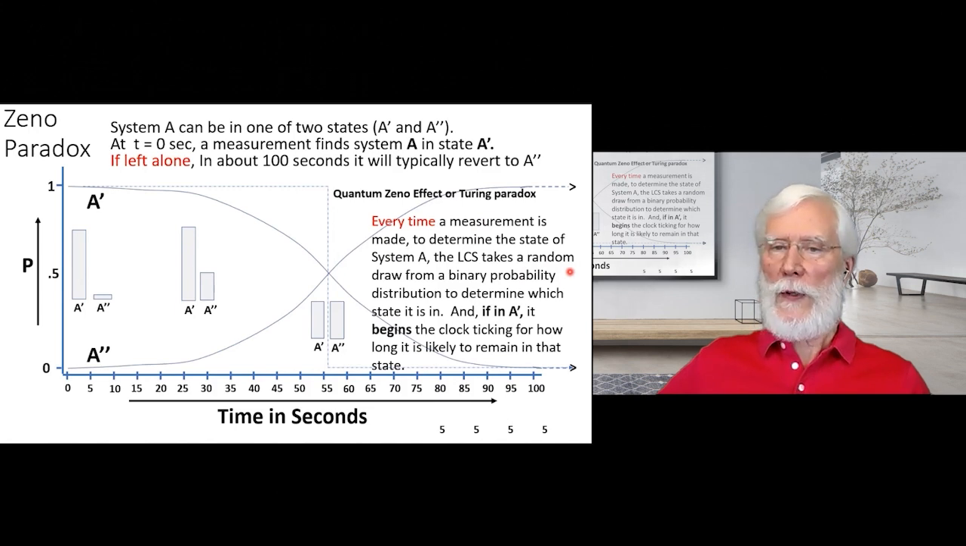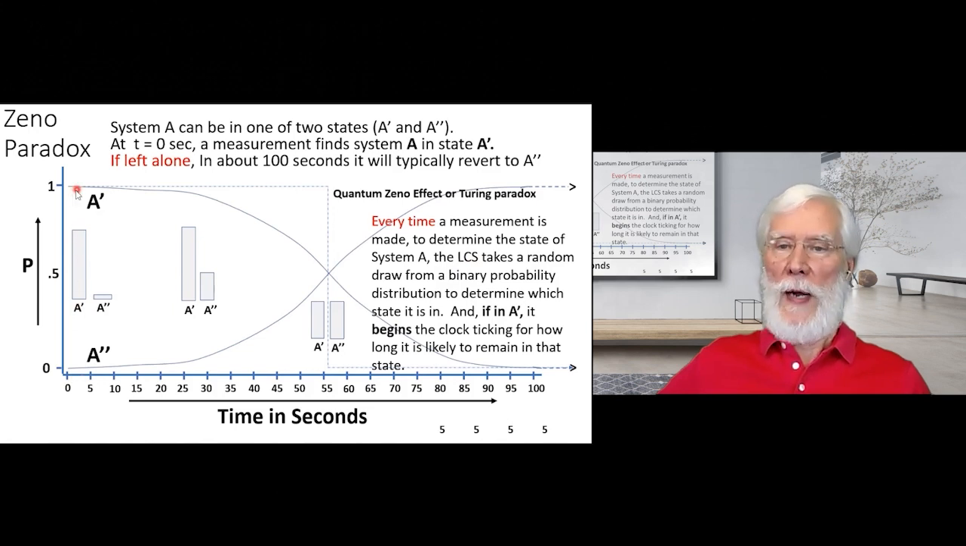So think of computer code now. We go down through computer code and we get an if-then statement. If in A prime, then start the clock. Okay, simple thing. So we measure this and we get A prime. If we measure it right away, say 2 seconds later, well, that's right about here. What do you think we're going to get?